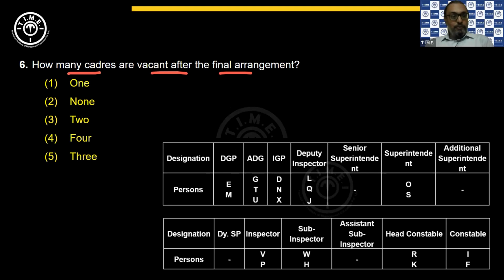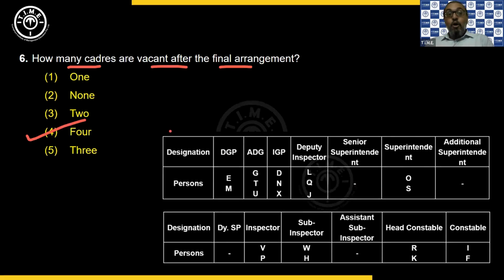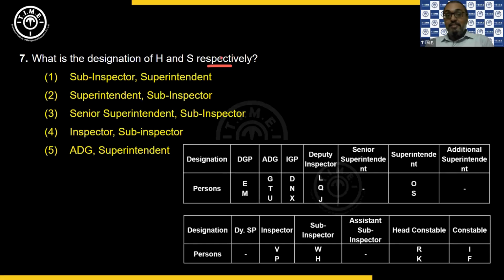Okay. Option 4. That is 4 designations. Correct. You have 4 designations. Choice 4. Great. Then what is the designation of H and S respectively?